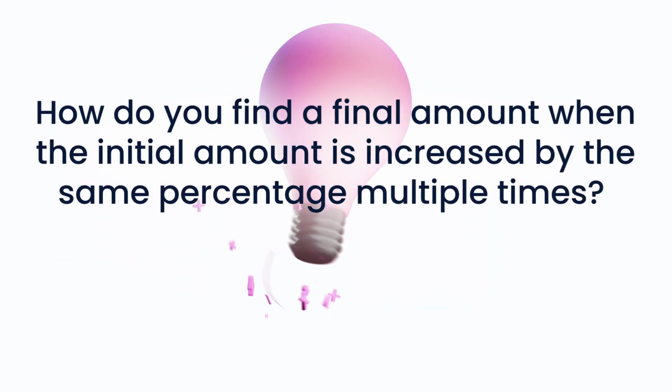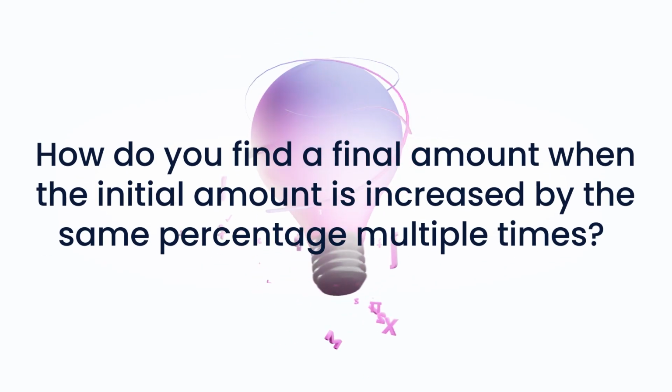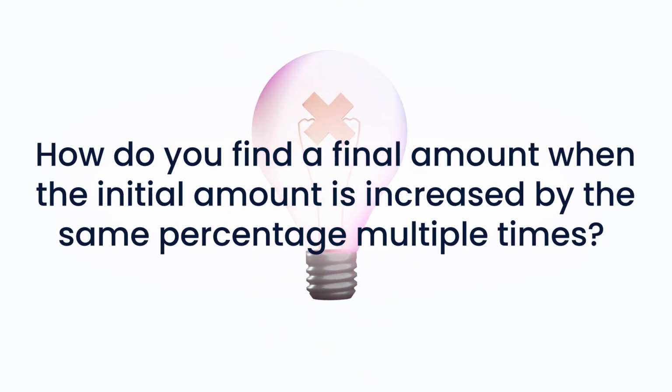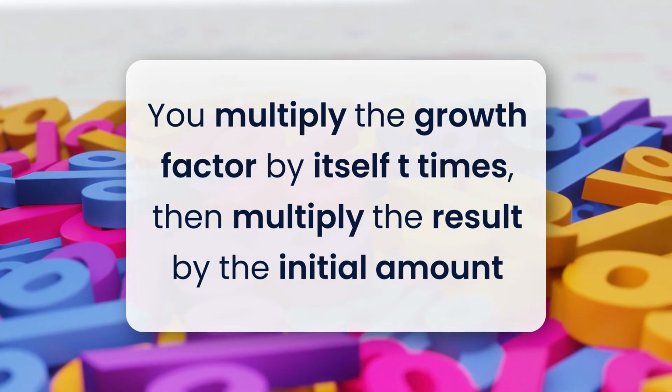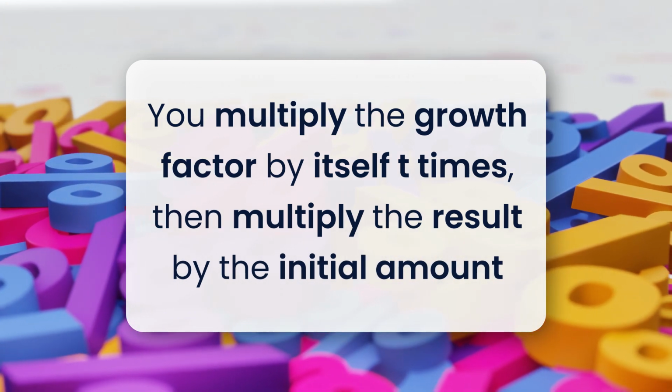How do you find a final amount when the initial amount is increased by the same percentage multiple times? You multiply the growth factor by itself t times, then multiply the result by the initial amount.